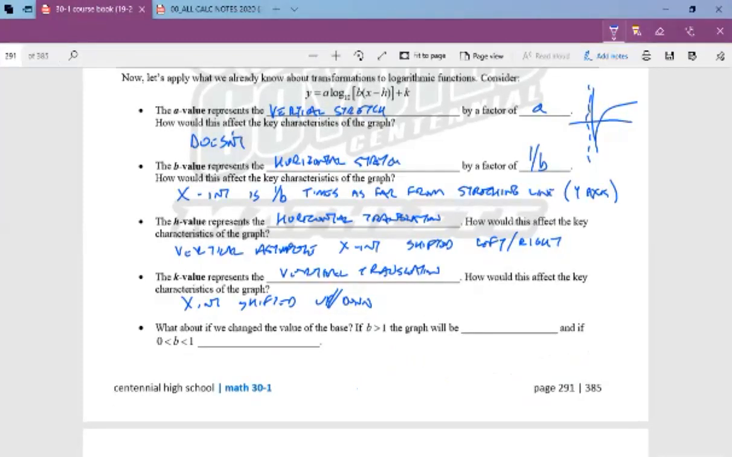If b is greater than 1, it will be increasing. It'll look like this, the one that we've just seen. If b is between 0 and 1, it still has a vertical asymptote. It is decreasing.